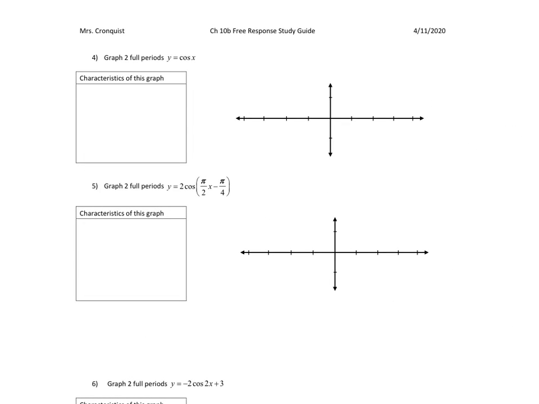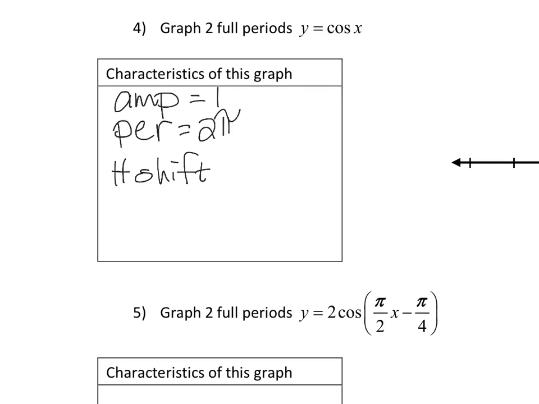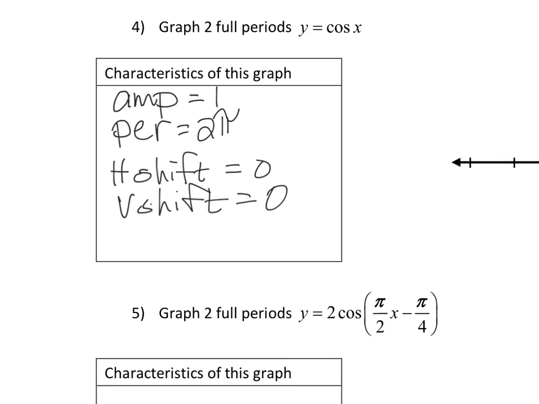All right, this is a cosine graph. Our first step is to analyze the graph. We have the same things we're looking for. All right, so my amplitude is 1. My period is unchanged, so it's 2 pi. My horizontal shift is non-existent. It's a 0. And my vertical shift is also 0 because this is the basic cosine function.